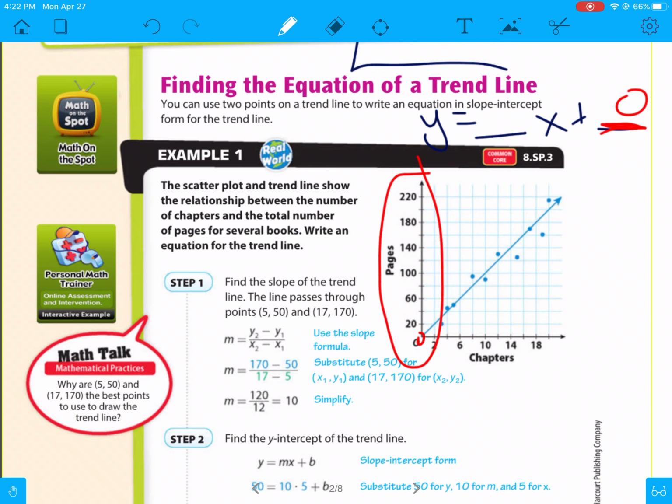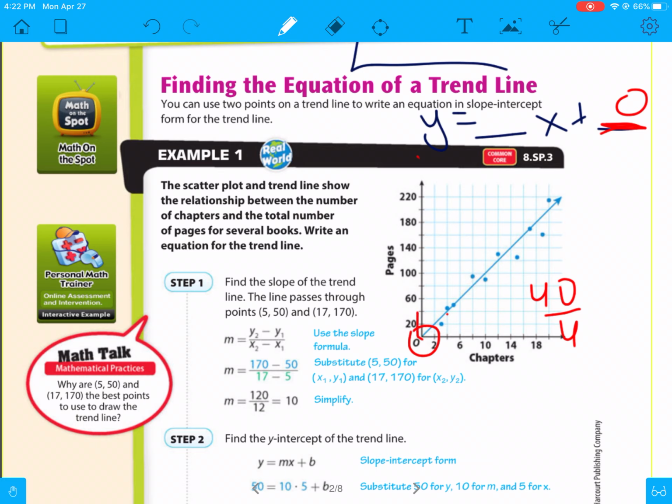Now you could use 2 points like they're doing here. They have 550 and 17,170. So you're going to find points that are on this line, or you could just do a basic rise over run. If you look at the line, you have a point at 0, 0, and then this would be 20, this would be 40 and 4.